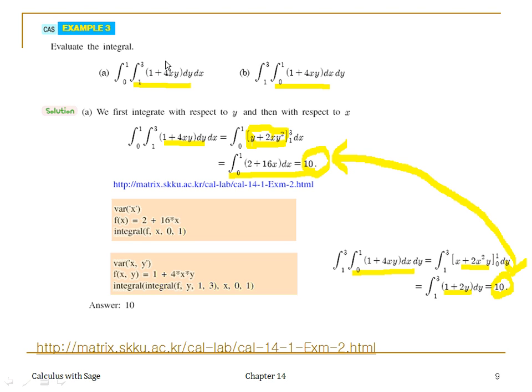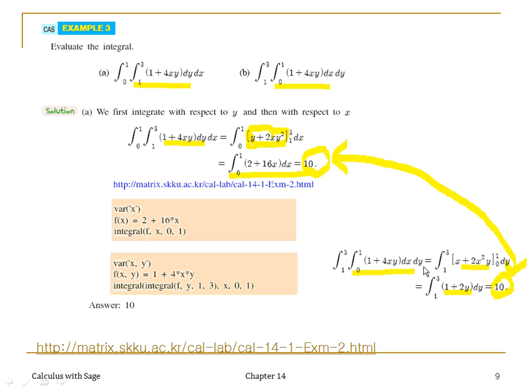Okay, in this case, we integrate this first with respect to y. So the antiderivative of this is y plus 2xy squared. And then we integrate this with respect to x. So this gives 2 plus 16x. So it gives us 2x plus 8x squared from 0 to 1, which gives 10, which can also be computed by this Sage code, which is 10.